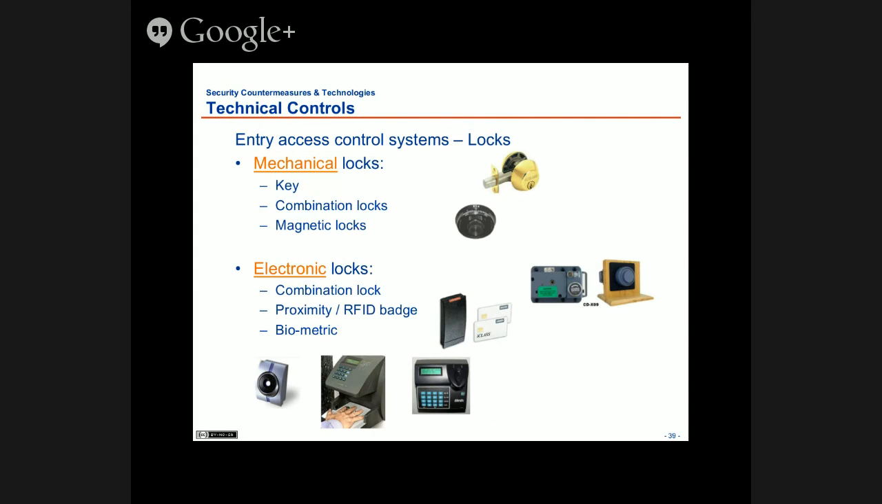All right, so in terms of locks, you have mechanical locks. These are key, combinational, magnetic locks. And then you have electronic locks. These are combination lock, proximity, RFID, badges, and biometric. And of course, the electronic locks are going to be a whole lot more expensive for an organization, but will offer that added security. So with mechanical locks, you're not going to get your strong authentication.